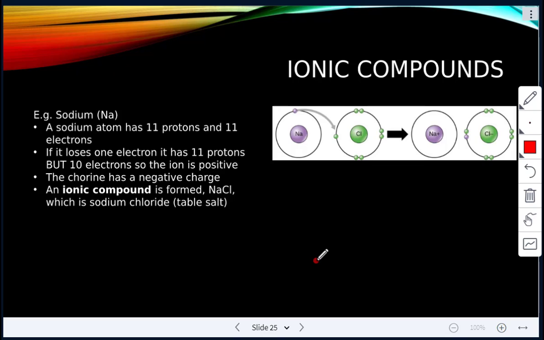All right, where does that electron go? In this case, with chlorine, chlorine will take that electron. So chlorine now becomes a 1 minus. It will have an extra electron, so therefore it now has a 1 minus charge. All right, and that's how the ionic compound of NaCl would be formed. Sodium chloride is commonly known as table salt.